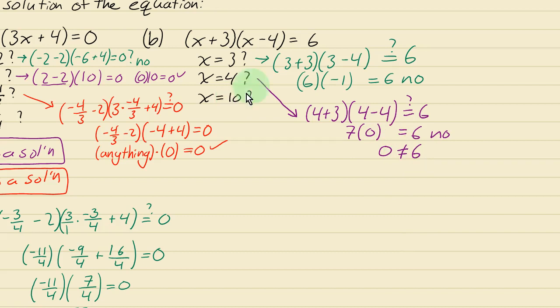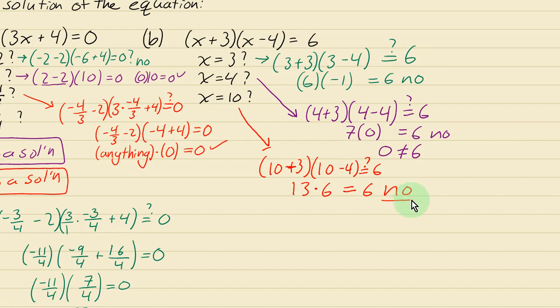If you plug in 10, the x minus 4 part will become 6. But let's see, that's going to look like 10 plus 3 times 10 minus 4. Is that equal to 6? That gives you 13 times 6, which is not equal to 6. So, yeah, 13 times 6 is not 6, so no, none of these are solutions.